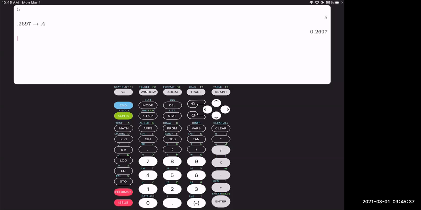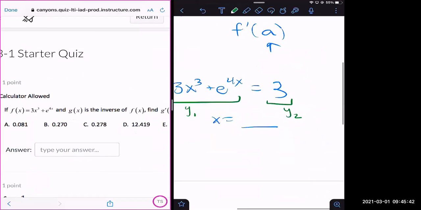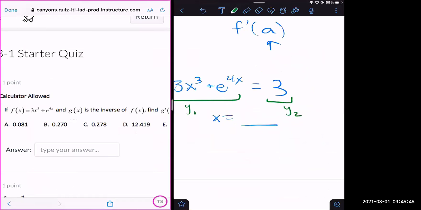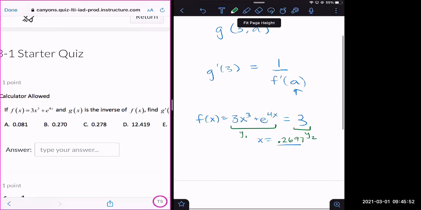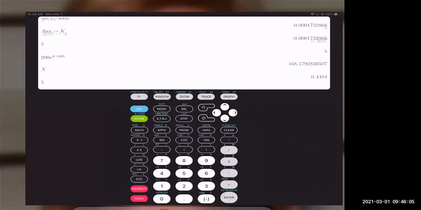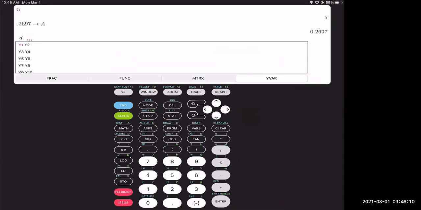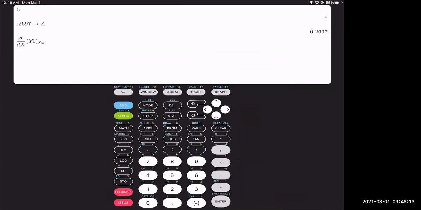I'm going to go back to here. So we know that this was 0.2697. Yep. So now we know that x value, that's the x value that has to go here. So it's going to be 1 divided by f prime at that x value. So I'm going to take the derivative of y1. F was y1, so on my calculator, I'm going to do math 8. I need the derivative of y1 evaluated at alpha A.